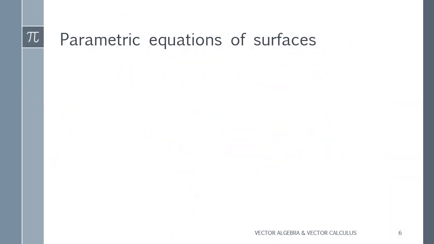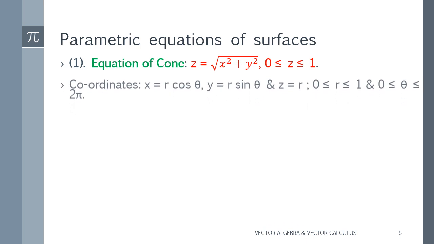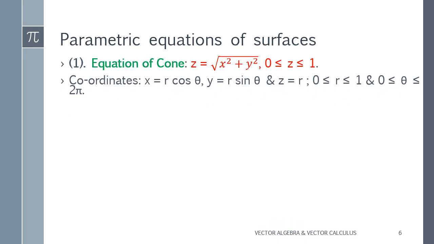Now, parametric equations of surfaces. Again, I am giving some more formulas for the parametric equations. The equation of the cone is z equals under root of x square plus y square for z from 0 to 1, and its parametric equations are x equals r cos theta, y equals r sin theta and z equals r, where r belongs to 0 to 1 and theta is from 0 to 2 pi. You have to remember all these formulas, all these parametric equations.